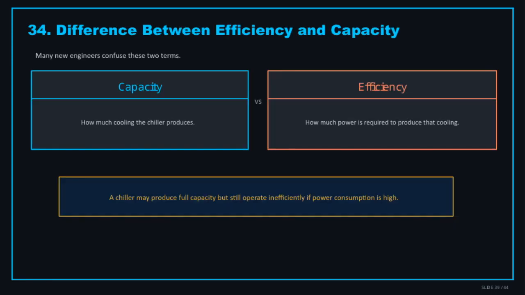Let's clear up a common confusion between two key terms, capacity and efficiency. Capacity is simply how much cooling a chiller produces, the raw output. Efficiency, on the other hand, measures how much power it takes to create that cooling. A chiller might run at full capacity, but if it's using too much power, it's not efficient. Many new engineers mix these up, but understanding the difference is crucial for optimizing performance.